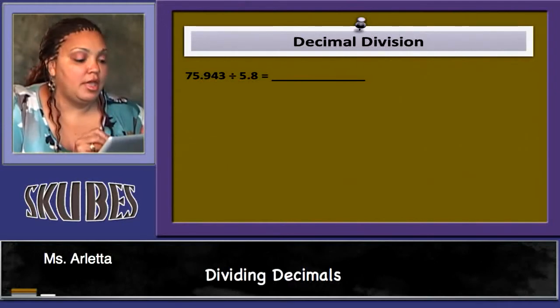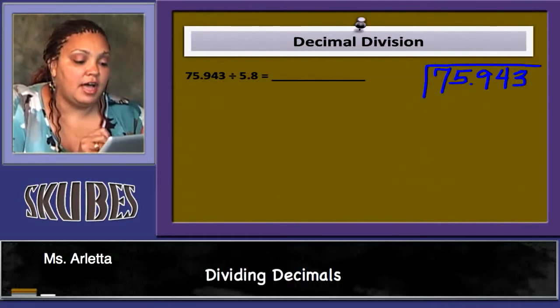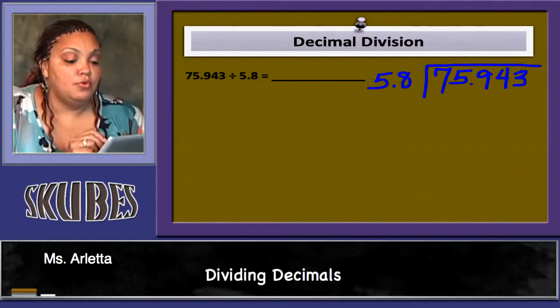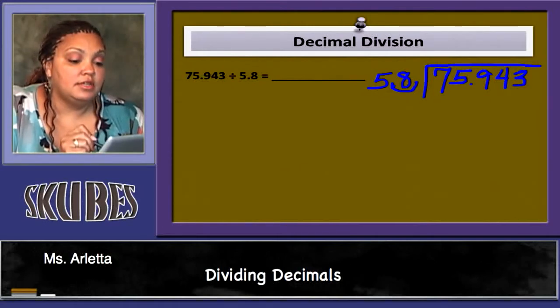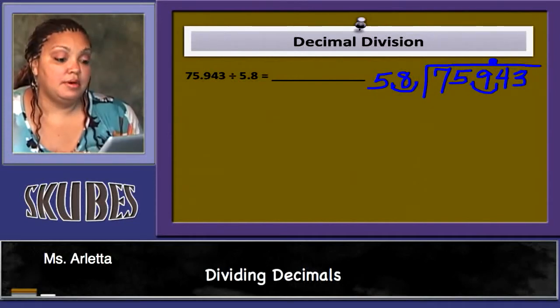In this particular problem, we have 75.943 divided by 5.8. I'm noticing your divisor, 5.8, has one decimal place that needs to be moved over. So if you move that decimal point one place to the far right, you have to do the same thing in your dividend. The 75.9 here, you move that one place over and then up. Once you place that decimal, it is nothing but long division.